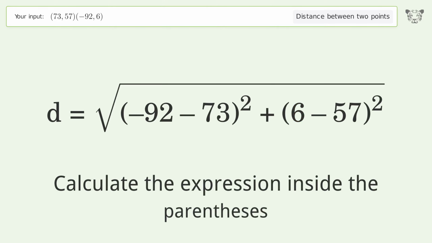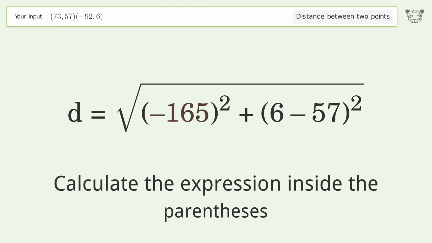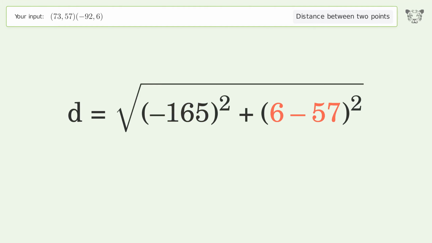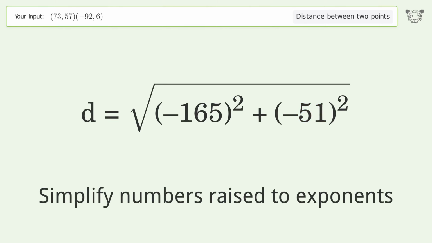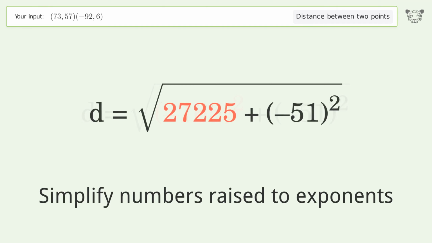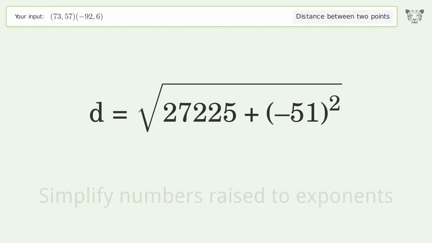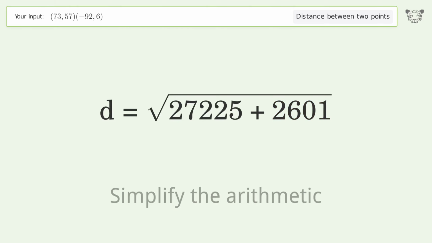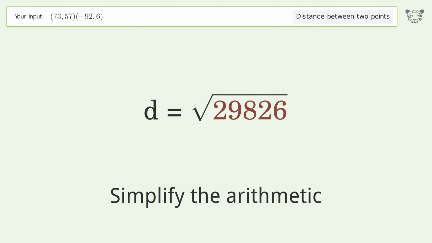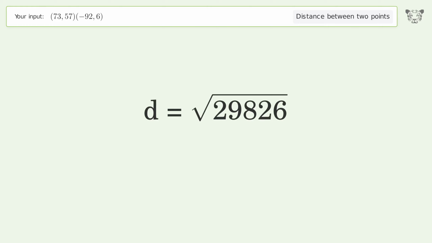Calculate the expression inside the parentheses. Simplify numbers raised to exponents. Simplify the arithmetic. And so the distance between the 2 points is the square root of 29,826, or 172.702.